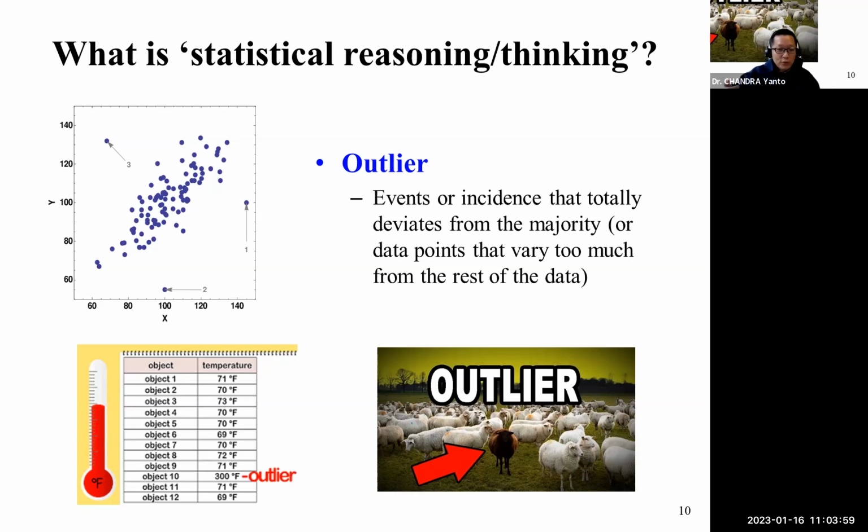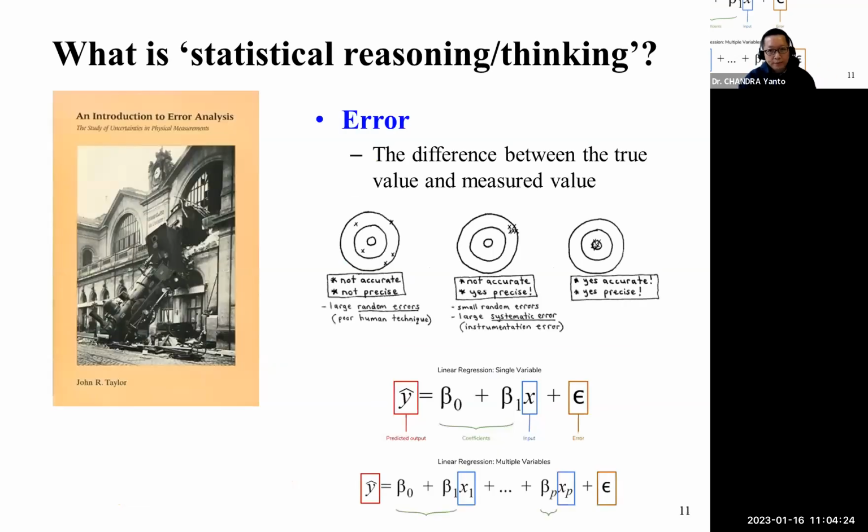Or you capture people's height. Most people are 170, 171, and you have someone who is 3 meters. So that 3 meters must be something very different, and you want to pay attention to that. In most cases, people want to remove the outlier in their statistical analysis because these are making the results very, very noisy or very messy, if you like.